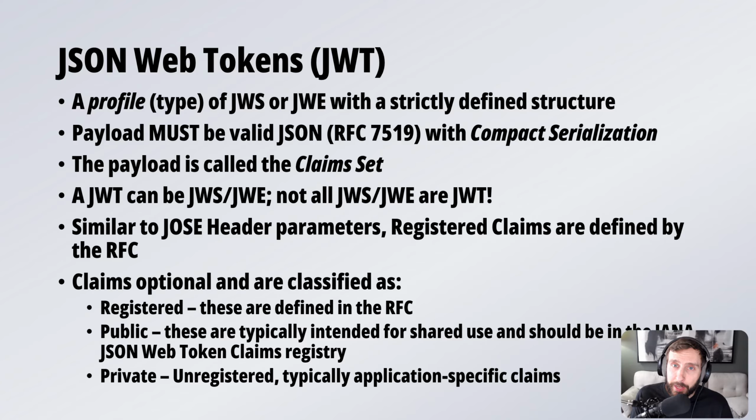We have registered claims. These are the ones that are defined in the RFC and, I guess, also managed by the IANA. We have the public ones that are typically intended for shared use. So these would be systems that are using some claims collectively for some given purpose, and those should be in the IANA JSON Web Token Claims Registry. But finally, you can also just have any claim that you want. You can have arbitrary claims. These are typically referred to as private. They're not registered. Often they're application specific.